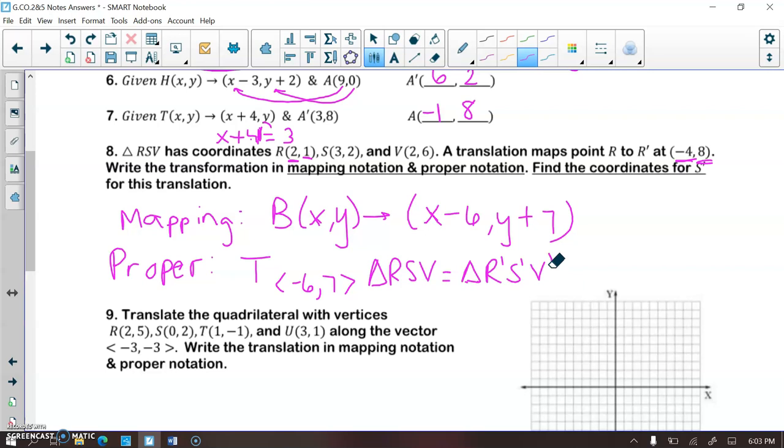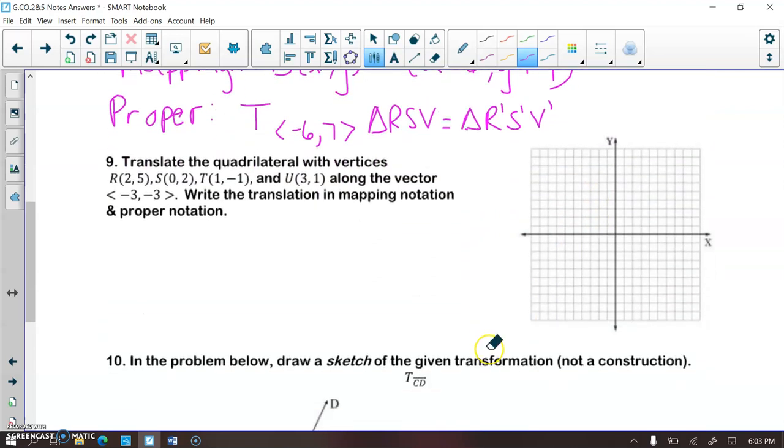All right. So moving on to number 9. So this time I'm going to translate quadrilateral RSTU along the vector -3, -3. So let's go ahead and let's first graph RSTU. So R would be at 2, 5. S is at 0, 2. T is at 1, -1. And U is at 3, 1. So this is what my quadrilateral looks like.